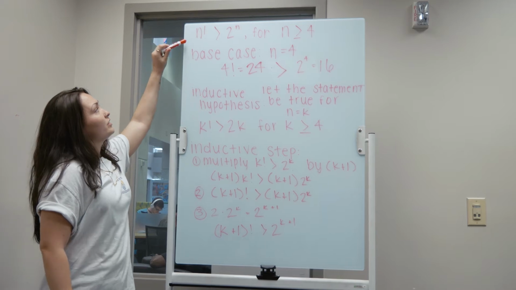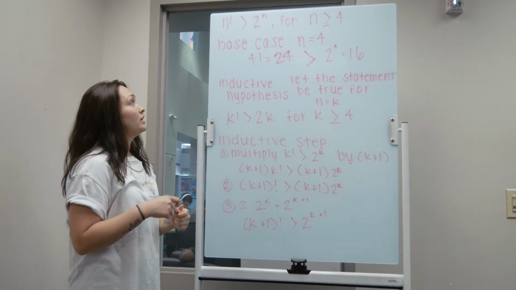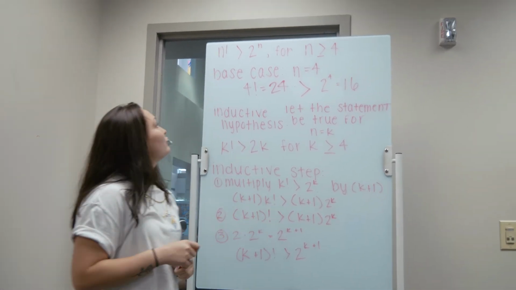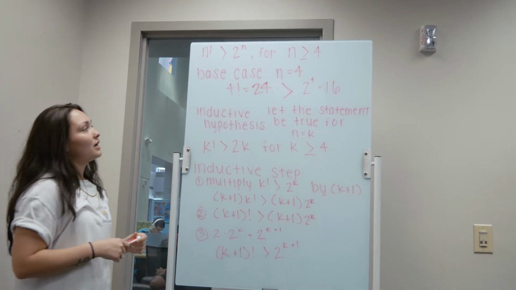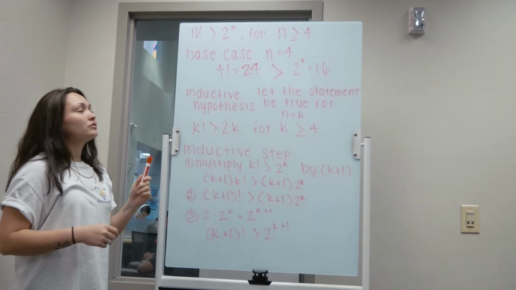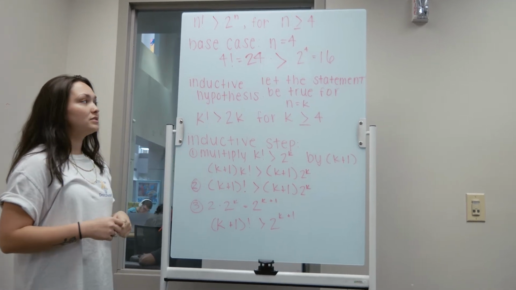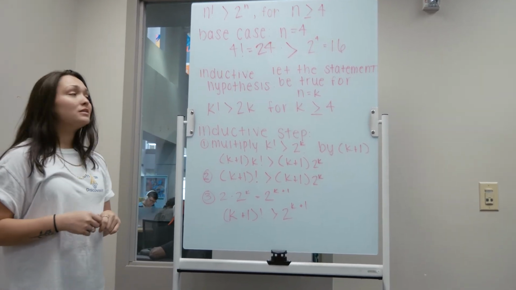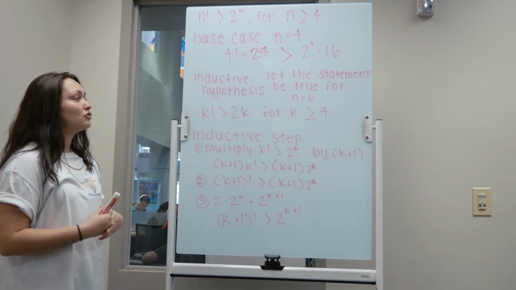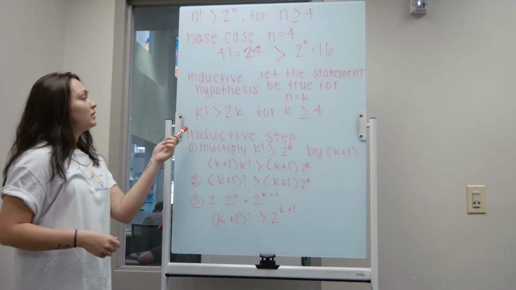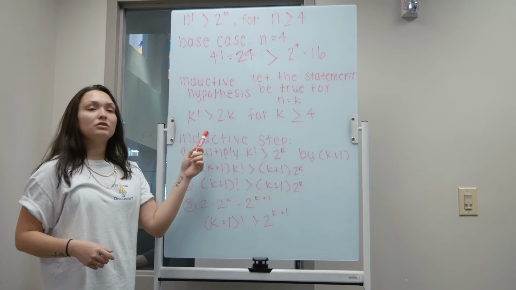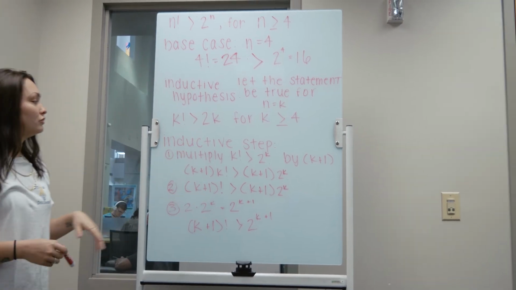So we have the equation n factorial is greater than 2 to the n, for n greater than 4. The base case that we have is n equal to 4, so we have 4 factorial, which is equal to 24, is greater than 2 to the 4th, which is equal to 16. For the inductive hypothesis, we're going to say that the statement is true for n equals k, so we have k factorial is greater than 2 to the k for k greater than or equal to 4.